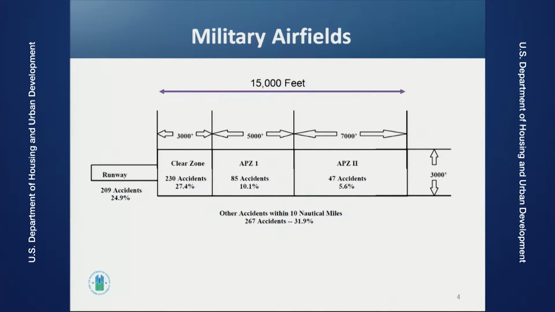The next 5,000 feet is what we call the accident potential zone 1, and then the next 7,000 feet are the accident potential zone 2. There are still incidences of accidents occurring in these areas, but they are a lot less than the clear zone. And HUD projects are very limited in the APZ 1 and 2, so you definitely want to check with your technical assistants if you find that your project is within those threshold distances.